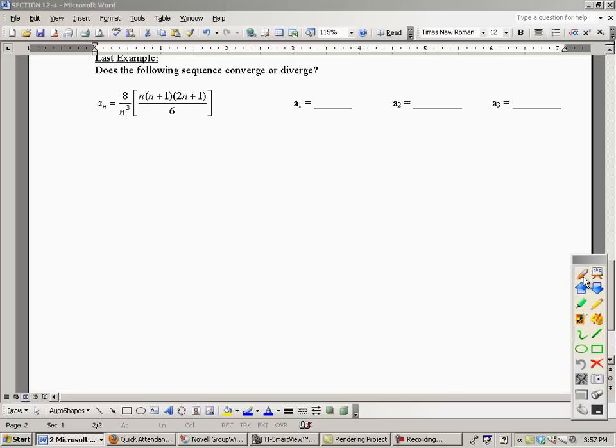Okay, well, I want to start by looking at whether I can find the first couple of terms to see what happens. So here's what I'm going to do. The first term means you plug in a 1 for n. So 8 over 1, because 1 cubed is 1, times 1 plus 1 makes 2, times 2 times 1 plus 1 is 3, all over 6, which really gives me 48 over 6, or just 8. So the first term is 8.